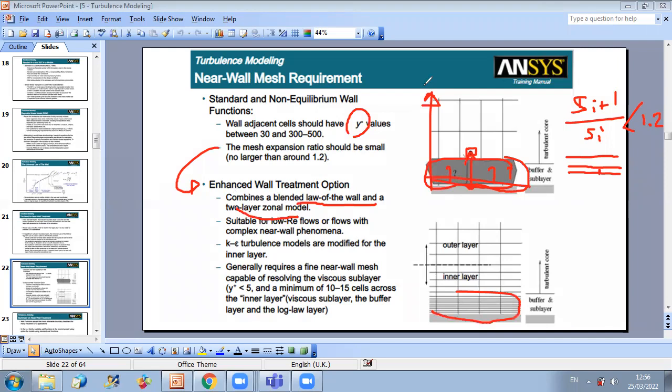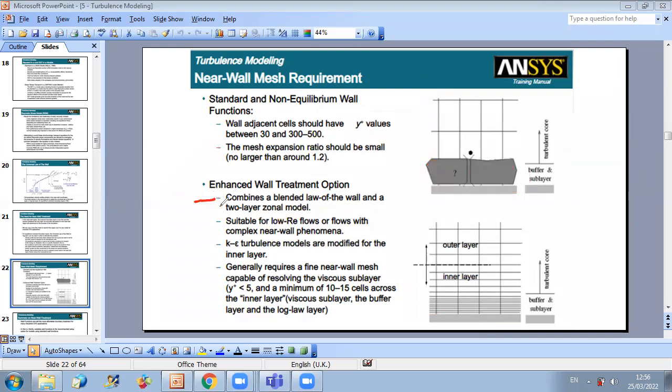So the enhanced wall treatment option will combine a blended law of the wall and a two-layer model. It is suitable for low Reynolds flows or flows with complex near-wall phenomena. K epsilon turbulence models will be modified for the inner layer in order to account for wall effects. Generally, it requires a fine near-wall mesh capable of resolving the viscous sublayer down to y plus equal to 5 and a minimum of 10 to 15 cells across the inner layer. In this case, the viscous sublayer, the buffer layer, and the log-law layer can be resolved.